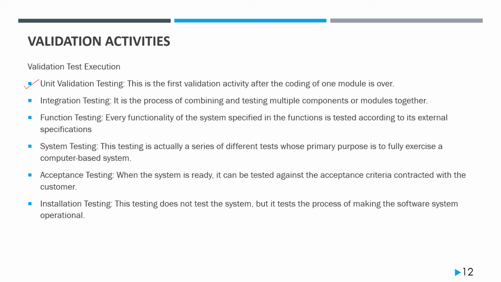One unit or module is the basic building block of the whole software that can be tested for all its interfaces and functionality. Thus, unit testing is the process of testing the individual components of a system. A unit or module must be validated before integrating it with the other modules. Unit validation is the first validation activity after the coding of the module is over.